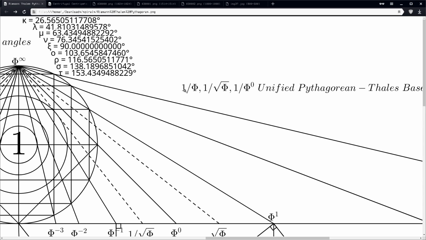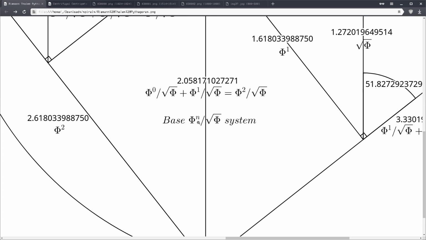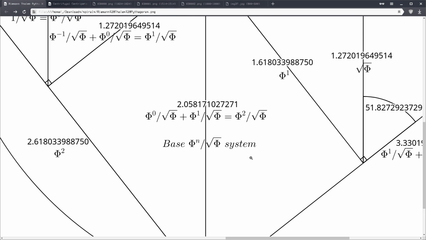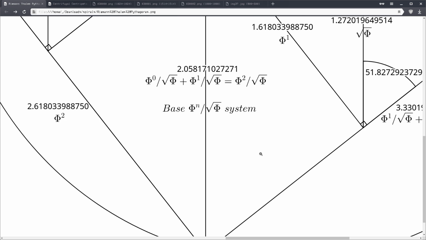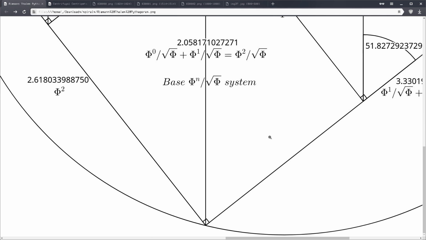So it will have 1 and phi with slightly different notations. Well, the square root and the power to 0. And I don't know how to explain this base 5 to the power n divided by square root of phi system. Maybe there's a better name you could make up, but I haven't really come up with a good name.